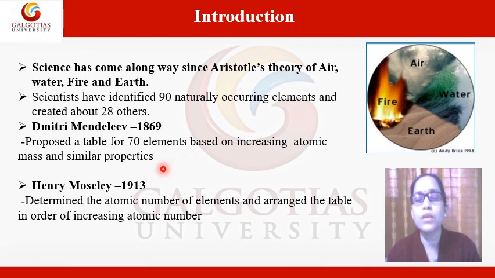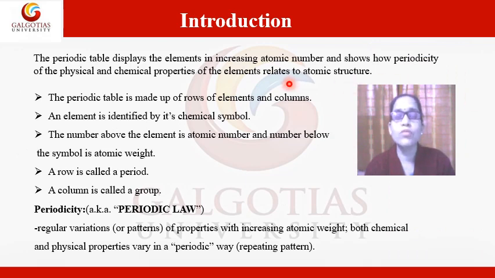Mendeleev's periodic table was modified by Moseley in 1913. Moseley determined the atomic number of elements and arranged the table in order of their increasing atomic numbers. Moseley's periodic table is known as the modern periodic table, in which the elements are arranged in the increasing order of their atomic number. So the periodic table displays the elements in the increasing order of atomic number and shows how periodicity, or the physical and chemical properties of the elements, is related to the atomic structure.